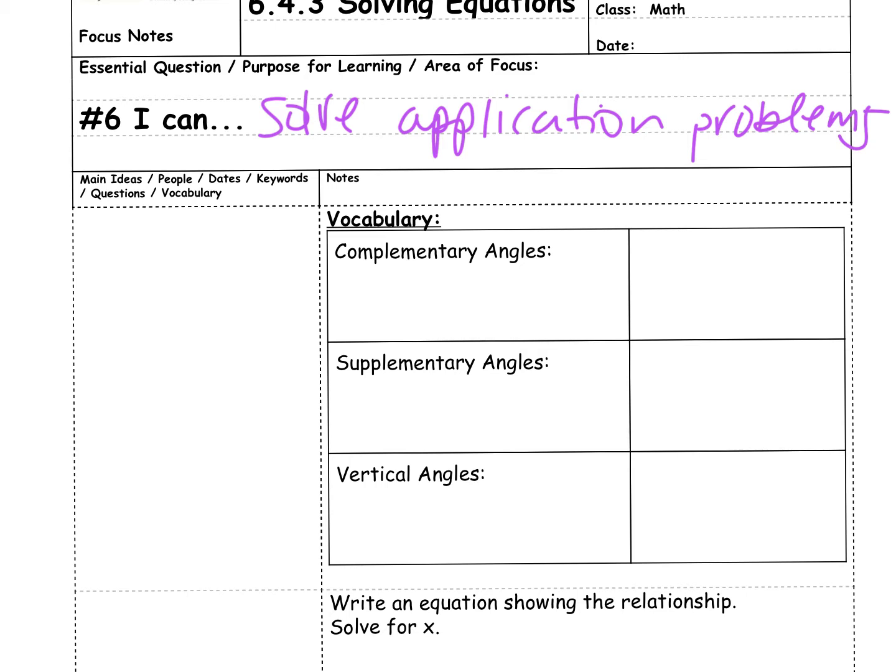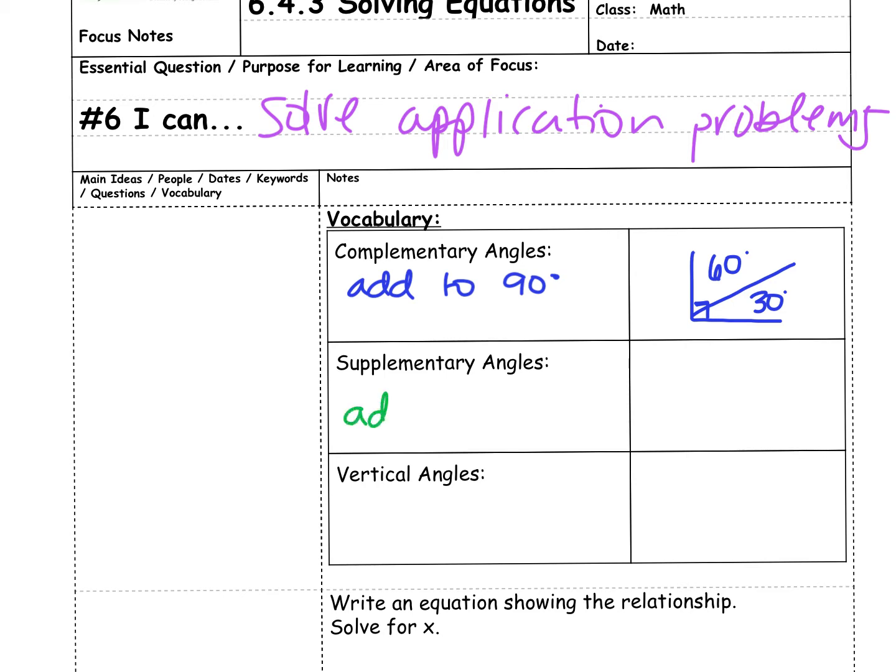The first one are complementary angles. Complementary angles make a 90-degree angle, so they add to 90 degrees. So an example might look like, I know this is going to be a right angle, so it's a 90-degree angle. If we split it here, this one is 60, and then this one would have to be 30, because 60 and 30 add to 90.